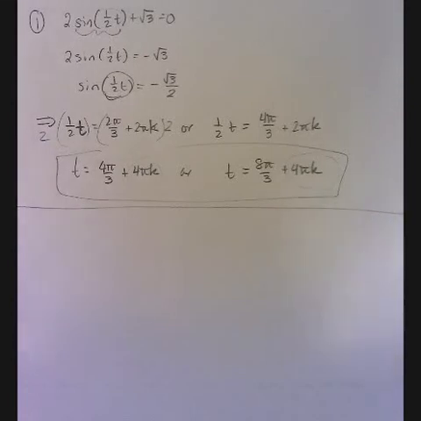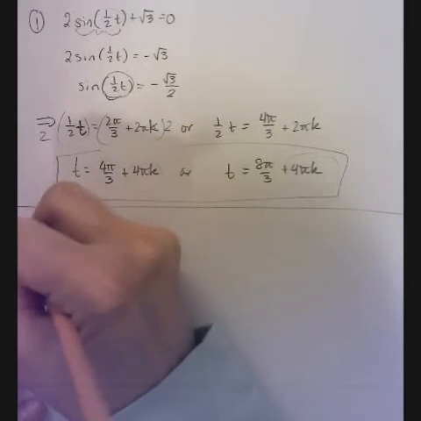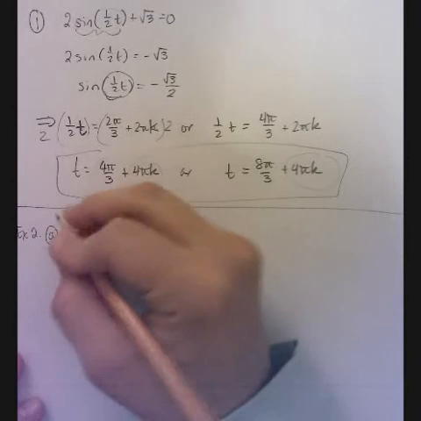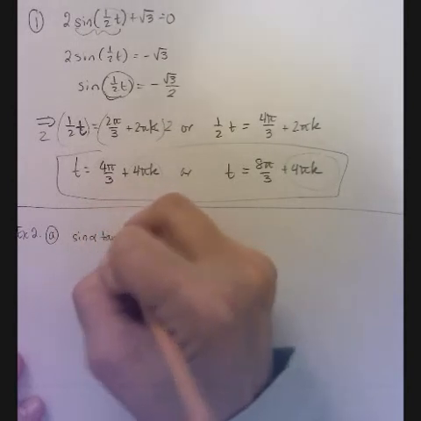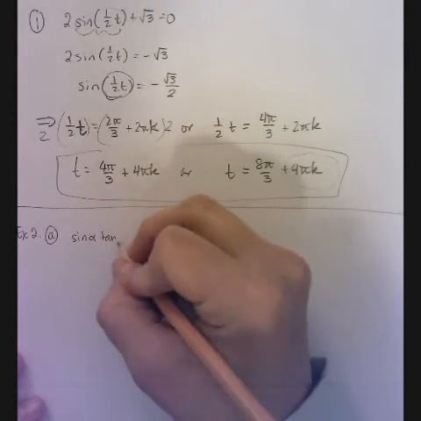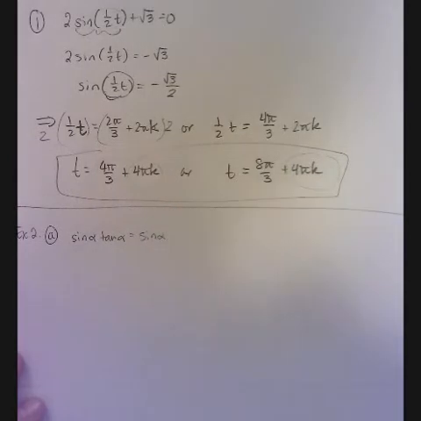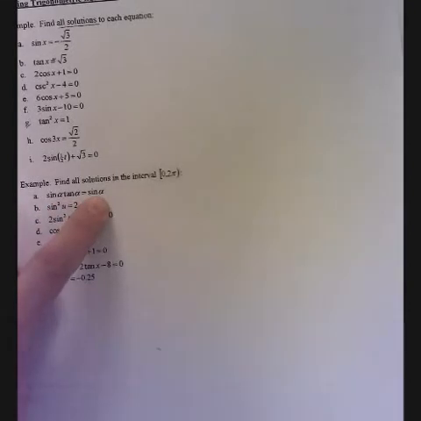Okay, so now on to example 2, where we're only going to find the solutions in a certain interval. Most commonly, we're asked to find solutions in 0 to 2 pi for our interval, although we could choose a different interval. So example A of the second example: sine alpha times tangent alpha equals sine alpha.